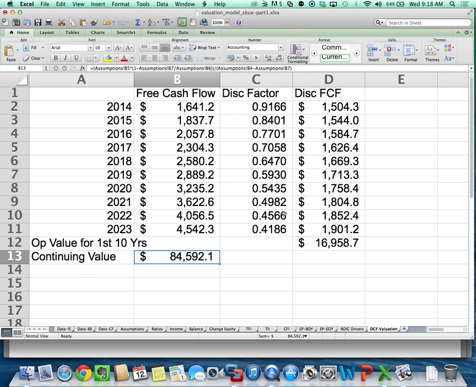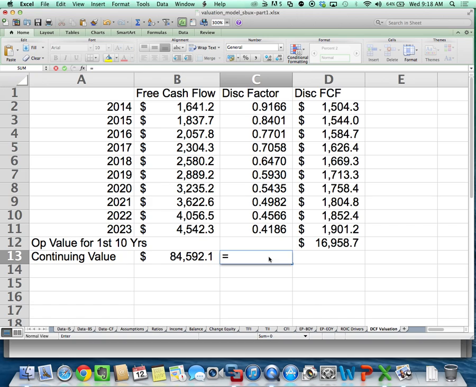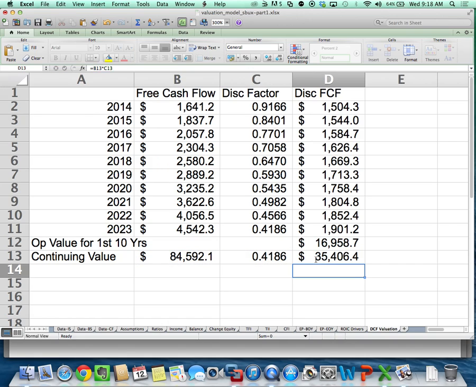Except I need a present value. So I need to bring it back to today. Because right now, this is the value as of January 1, 2024. And I need to bring it back to today, where I'm valuing the business as of December 31, 2013. So here's what I practically need to do. I'm going to use the same discount factor as the 2023 one, and then I'm going to multiply to basically get a present value of the continuing value.